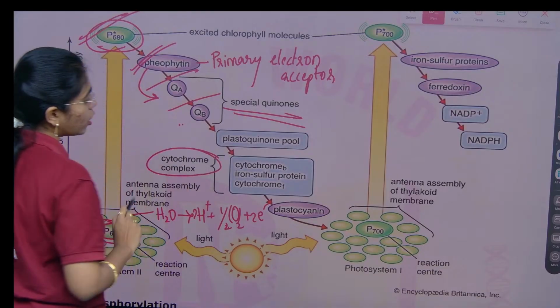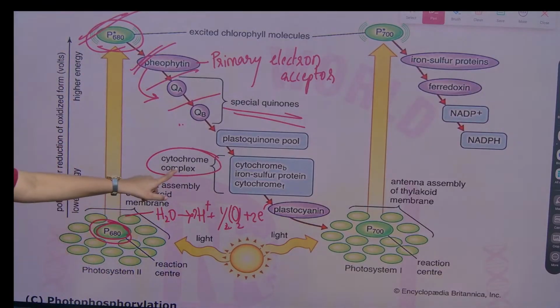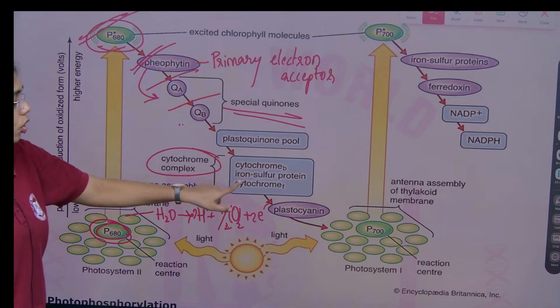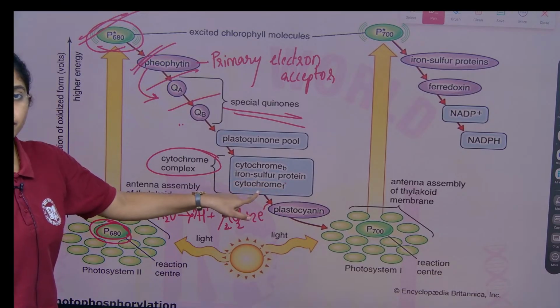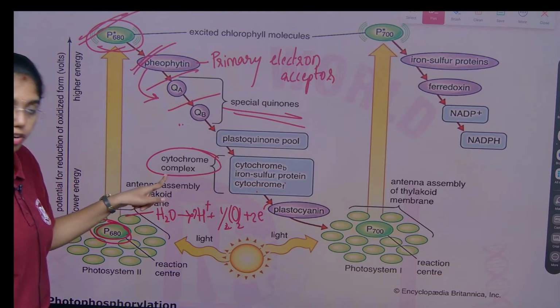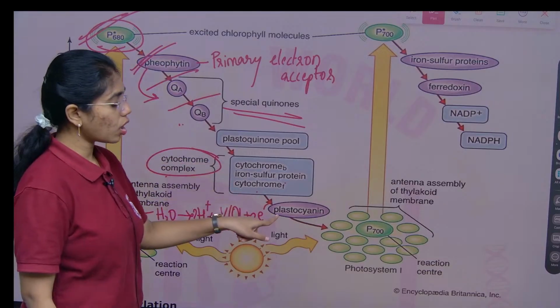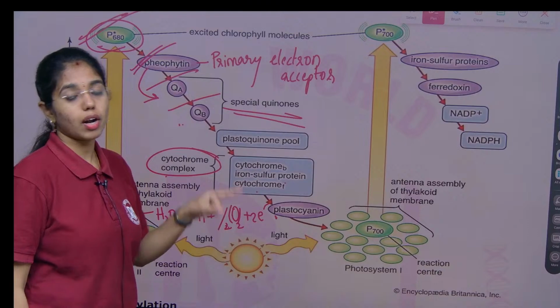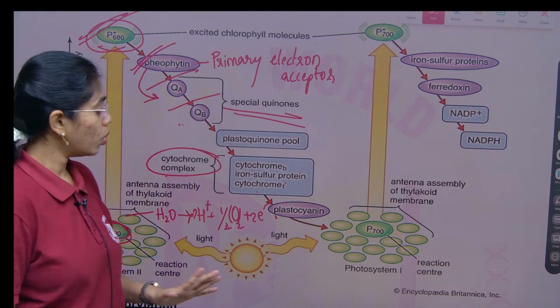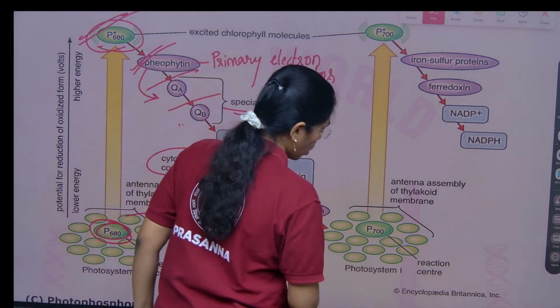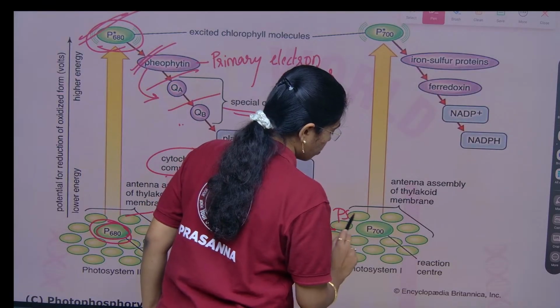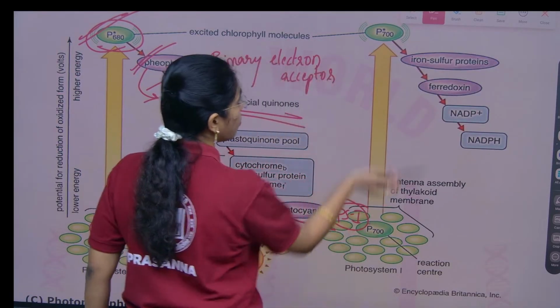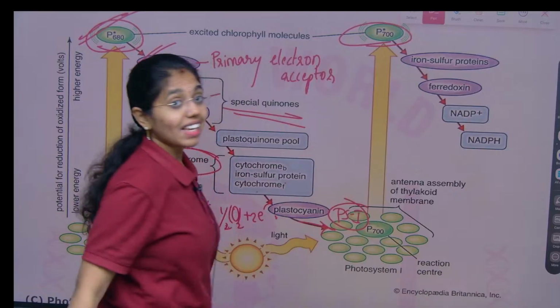Then cytochrome B6F complex, the cytochrome iron sulfur protein complex. This is called the cytochrome B6F complex, after which the electrons are pumped to plastocyanin. Plastocyanin is the last electron acceptor of photosystem 2. Now from here the electrons are submitted to photosystem 1, where the maximum excitation is at P700.